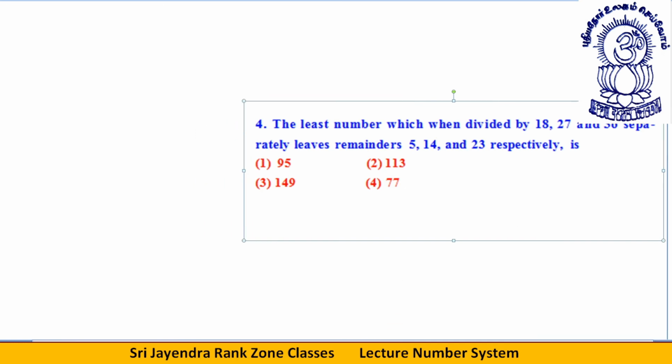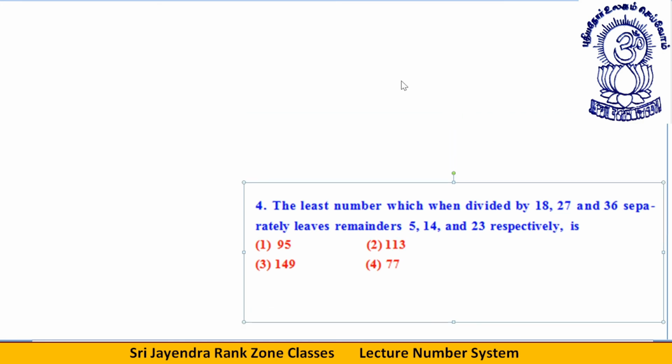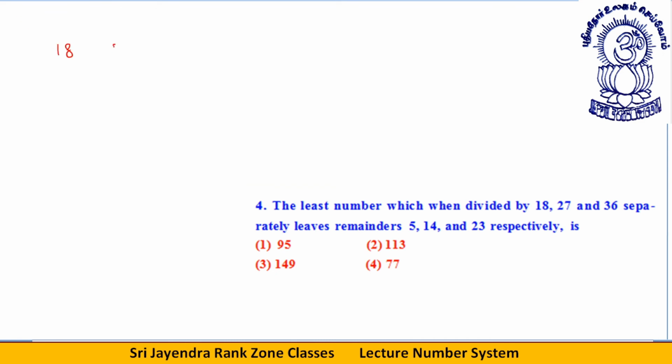The next question we have is the least number which, when divided by 18, 27, and 36 separately, leaves a remainder 5, 14, and 23 respectively. Let's check, is it the same type? 18, 27, 36. The remainders are 5, 14, 23. If I subtract them, 18 minus 5. So what do I observe? I observe that we have the same remainder in each case. So in this case, what will we do?